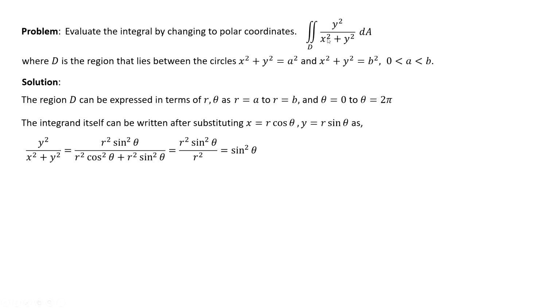Boy, integrating this using Cartesian would have been much more painful, especially the region. Okay, so this is equal to the integral from theta equals 0 to theta equals 2 pi, and r from a to b, of sine square theta, r dr d theta.